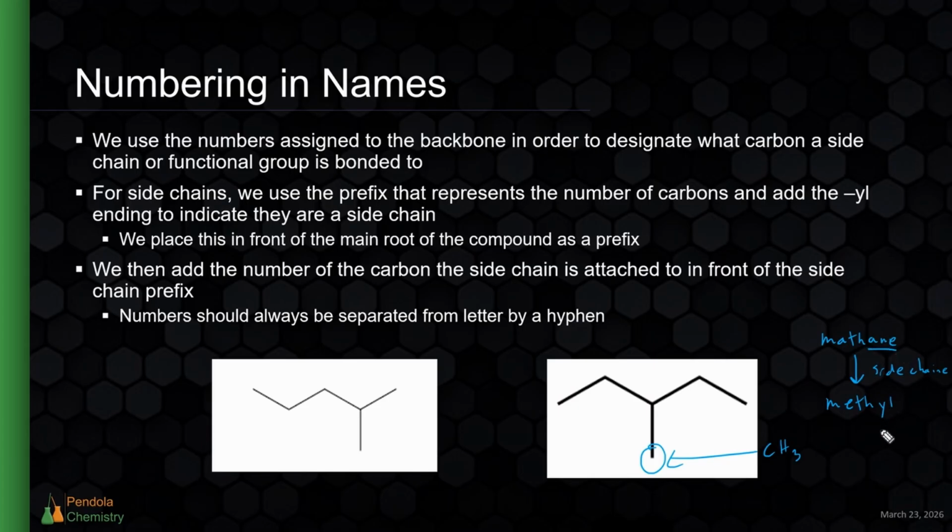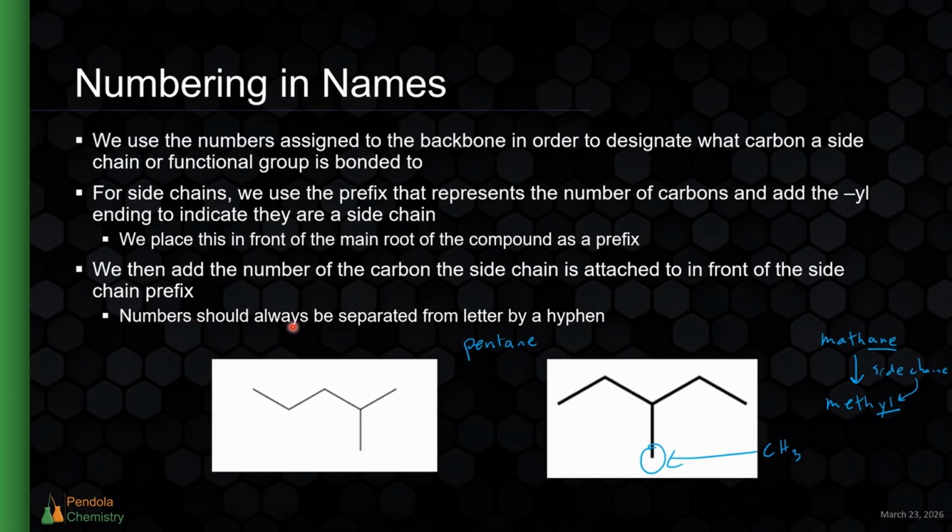We replace an ANE ending for an YL ending. The YL ending tells you that this is a side chain. So this will be a methyl side chain. So for side chains, we're going to grab that root word we learned earlier and put a YL ending. But then how do we add this to that pentane root that we talked about? Because these are 5 carbon backbones. So they're all pentane. We are going to add the methyl side chain to the front of this name.